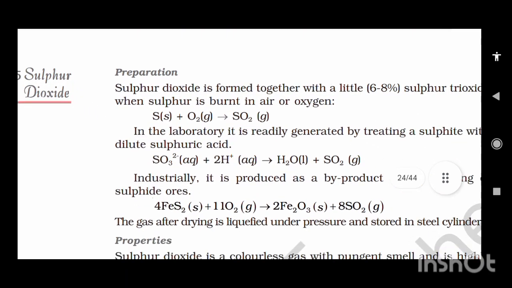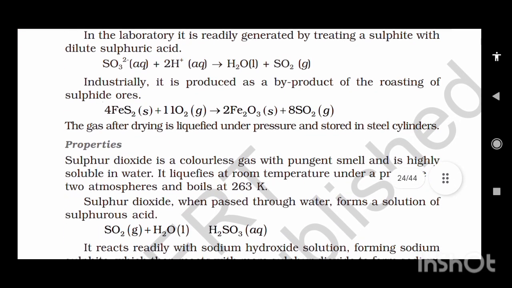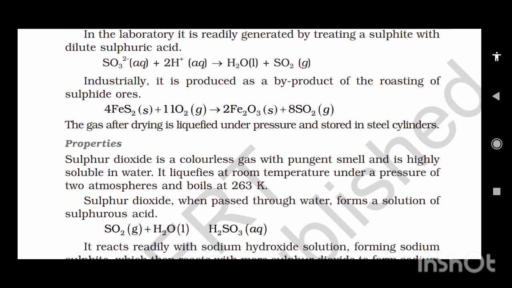Sulfur dioxide, preparation. Sulfur dioxide is prepared together with a little sulfur trioxide when sulfur is burnt in air or oxygen. In the laboratory, it is readily generated by treating a sulfite with dilute sulfuric acid. Industrially, it is produced as a byproduct of roasting of sulfide ores.